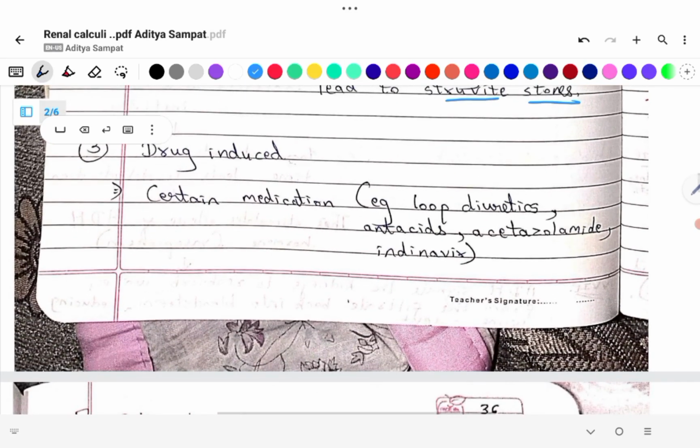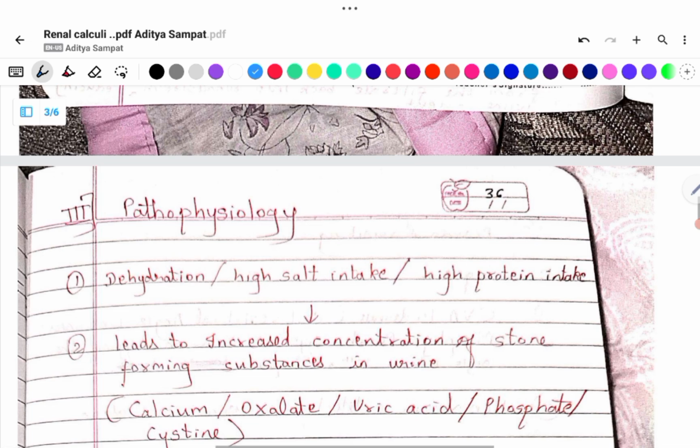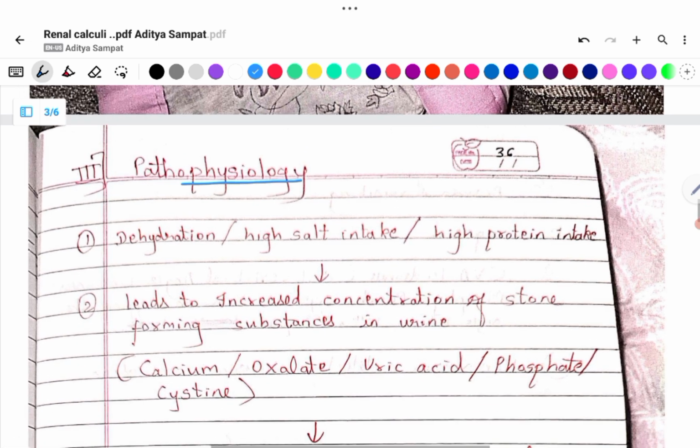Third, it can be drug induced. Certain medications, for example loop diuretics, antacids, acetazolamide and indinavir. Now we move to the pathophysiology.